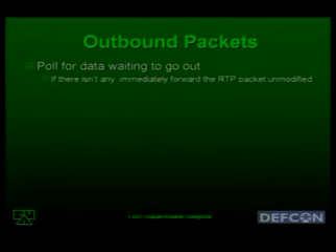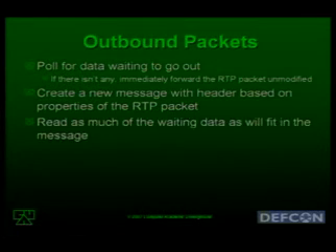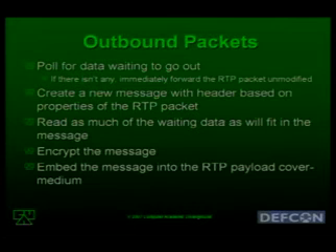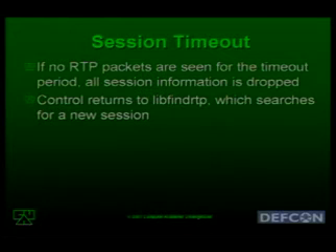For outbound packets, we poll for data that's waiting to go out from the tool. If there isn't any, we immediately send the packet. We create a new message based on the properties of the RTP packet we're going to be embedding into. We read as much of the waiting data as will fit in the message that's going to be embedded. We encrypt it, and then we embed the message into the RTP payload as cover medium. And then we send it. So some session timeout stuff. If there's no RTP packets seen for the timeout period, it bails and it starts looking for a new session to hook into.